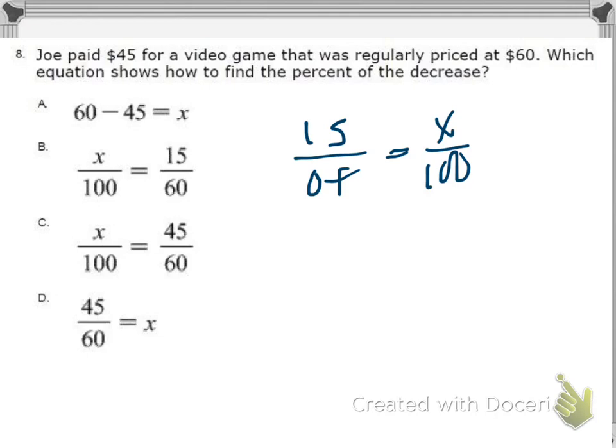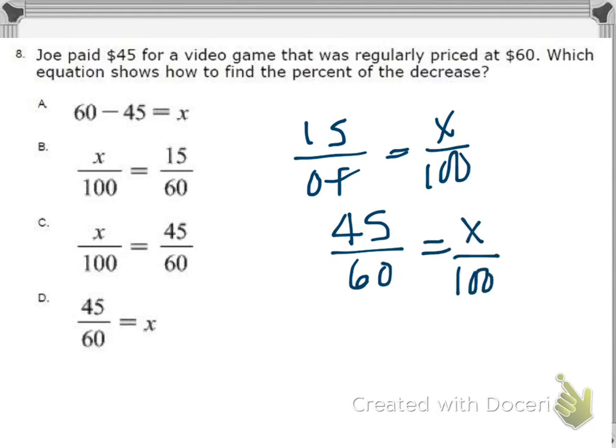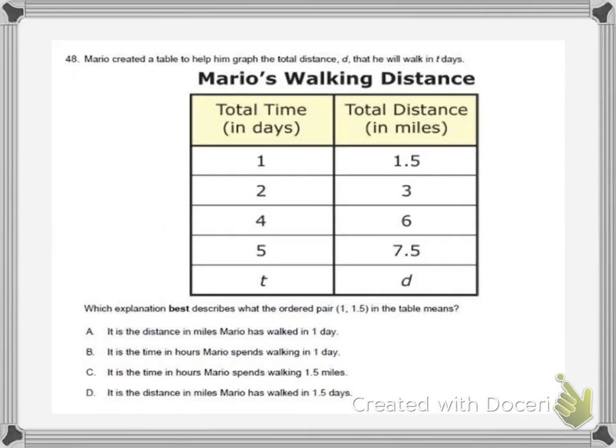The is the part, the of is the whole. So 45 over 60 equals x over 100. Do we have anything that looks like that? Yep, right here. So that would have been your best answer, but you're not going to be tested on that. We'll learn that next week. All right, next. Let's see this one.